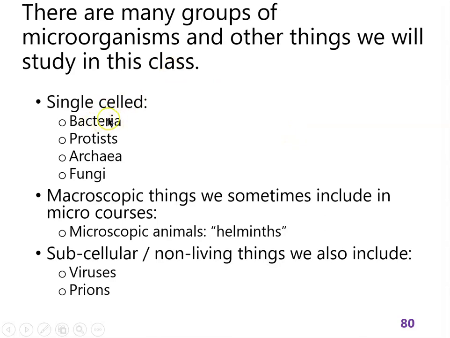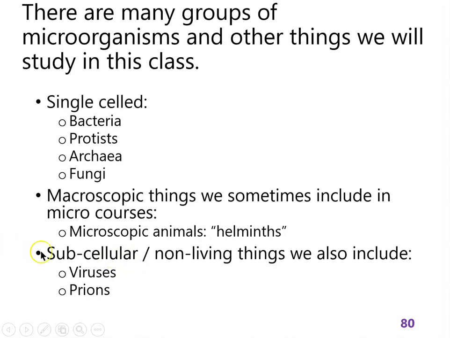Bacteria is going to be a big group. Protists and fungi are within the domain Eukarya, and those are groups we'll look at. Archaea are their own domain. We will look at those, and these are all single-celled organisms. There are bigger organisms, little animals called helminths. I won't cover them in this class, but if you look in your textbook, you'll see them.